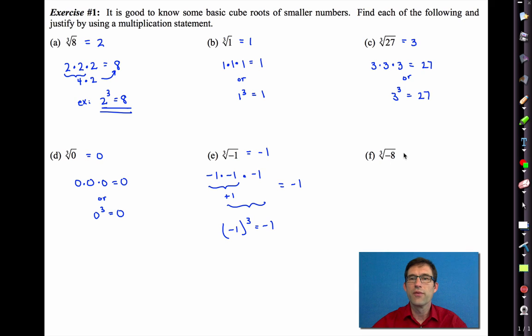Same deal for the cubed root of negative 8. That's negative 2. And the reason is because negative 2 times negative 2 is positive 4. And then when we multiply by negative 2 again, we get negative 8. So negative 2 cubed is negative 8.